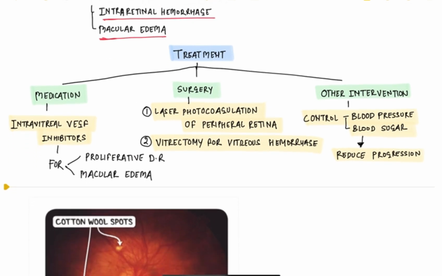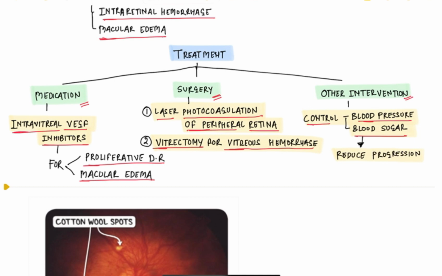Treatment of diabetic retinopathy: first is medication. In medication, we give intravitreal vascular endothelial growth factor inhibitors for proliferative diabetic retinopathy and macular edema. In surgery, laser photocoagulation of the peripheral retina and vitrectomy for vitreous hemorrhage. In other interventions, control blood pressure and blood sugar to reduce the progression of diabetic retinopathy.